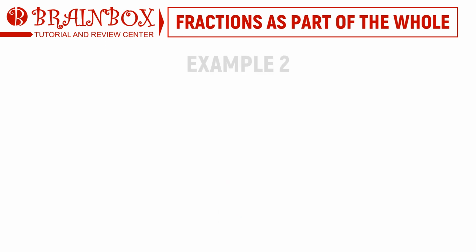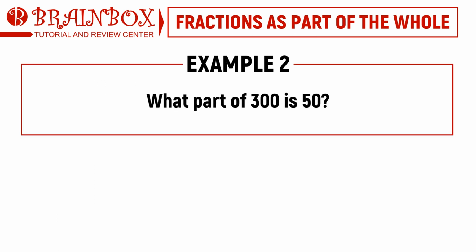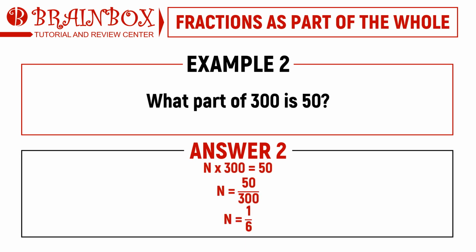Let's see another example. What part of 300 is 50? In this example, what is still translated to our unknown, n, while of is translated to multiplication. 300 is our whole, is implies an equal sign, and lastly, 50 is our part. With this, we get the mathematical equation, n times 300 equals 50. Solving for n, we have to transfer 300 to the other side, giving us n equals 50 over 300. This ultimately leads us to n equals 1/6.